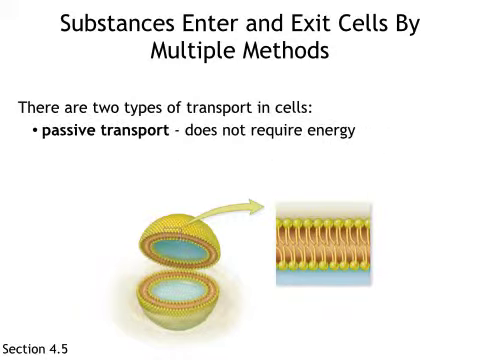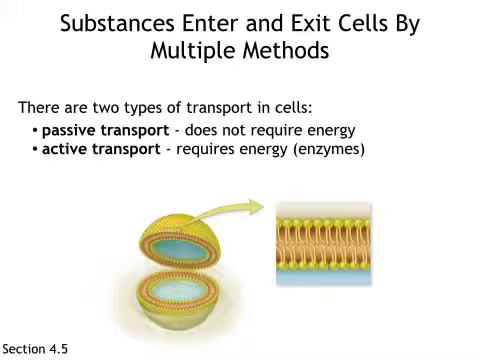And there's two types of transport in cells. There's passive transport, which is a type of transport that does not require energy, which is why it's passive. When you're a passive person, that means you're not exerting a lot of energy. And there's active transport, a type of transport that does require energy. And this is where enzymes come into play. So this is linking what we just learned about enzymes with the stuff we learned about the cell membrane, this phospholipid bilayer.